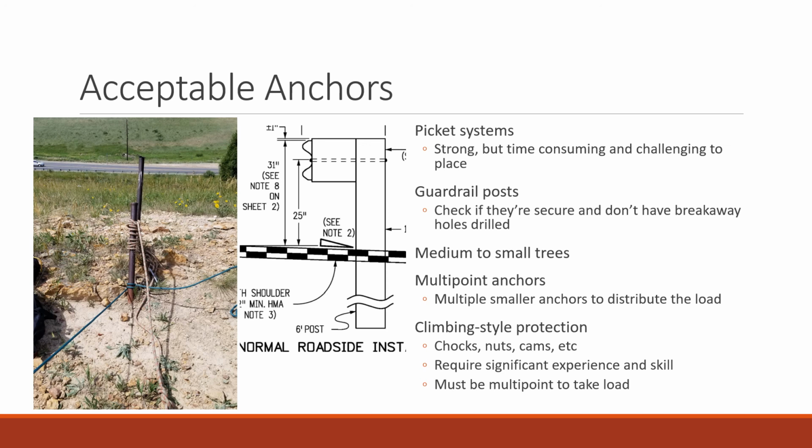Don't use the guardrail itself, the W-beam, the galvanized steel. I don't recommend it because you're pulling in between the middle of posts. It's not super strong in that direction. I wouldn't do it. It's also kind of sharp. The galvanizing isn't finished. They don't go and sand it before they install it, so it can be real sharp and can cut up your rope. Same if they're steel posts as opposed to wooden posts. They can be sharp. Make sure that they're in good shape. So guardrail is a good option. Medium to small trees are a good option too.